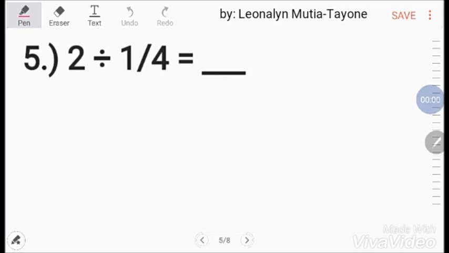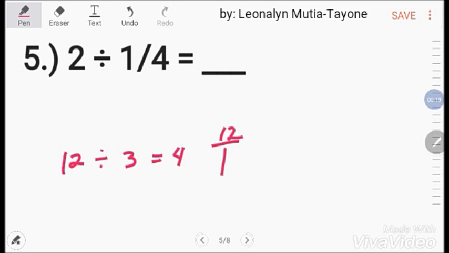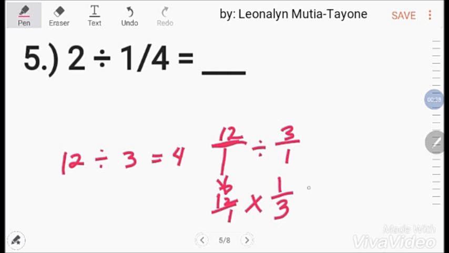the answer is 1. Number 5. Before we will proceed, kasi whole number yan at saka fraction, balik ulit tayo sa mga whole numbers. Example, 12 divided by 3 and the answer is 4. What if 12, lagyan natin ng 1 as denominator kasi lahat ng whole numbers mayroon siyang 1 as denominator. Tapos i-divide natin sa 3 na may 1 as denominator. Ngayon, ang 12 over 1, kopyahin lang siya. Ang division maging multiplication at yung divisor ay reciprocal ng divisor, that is 1/3.